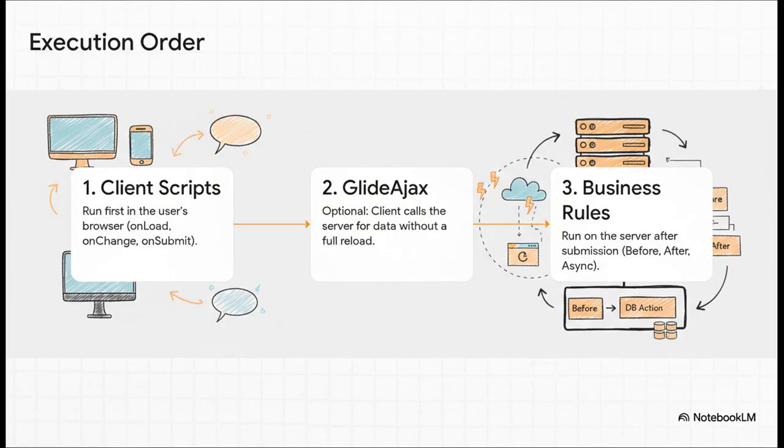Now, what's really important to understand is the order of operations. This is so crucial. First, your client scripts run right in the browser. But sometimes the client script, our waiter, needs to ask the chef a really quick question without the user having to submit their whole order. That's where GlideAjax comes in. It's this optional call that lets the browser get live info from the server without a full page reload. It's only after the user hits submit and the OnSubmit scripts say OK that the server gets involved with the business rules, first the before rules, then the database action, and finally the after rules. Knowing that flow is absolutely key.